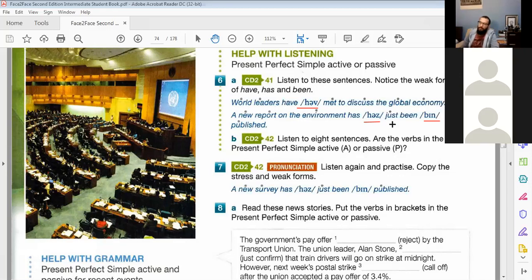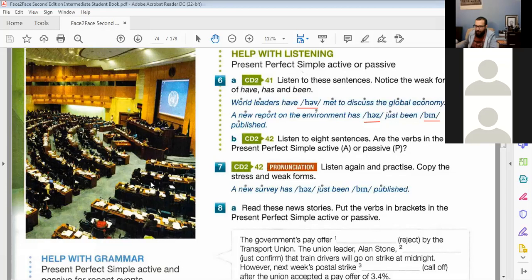But the correct answer is both are correct. Both "been" and "bin" are right. Most of the time you'll hear "bin" because it's the weak form, without stress. So that's the idea. I want you to pay a little bit of attention to how you hear the weak forms, light, not the way you're used to hearing have, has, and been. So let me play these two examples for you.